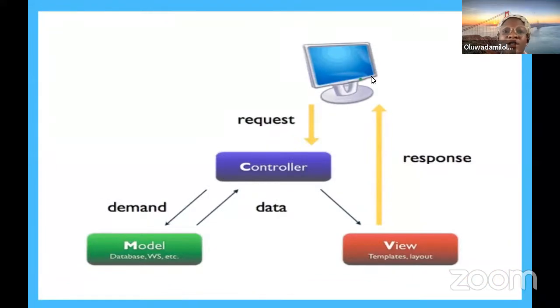This is a representation of what it looks like. So the controller is in between the model and the view. So when a user requests something, it requests from the controller. So the controller would now request the data from the model, and the model will get the data from the database. So when the model gets data from the database, it sends it to the controller, and the controller would now send it to the view. So the view will respond to the user request with the data gotten from the controller.